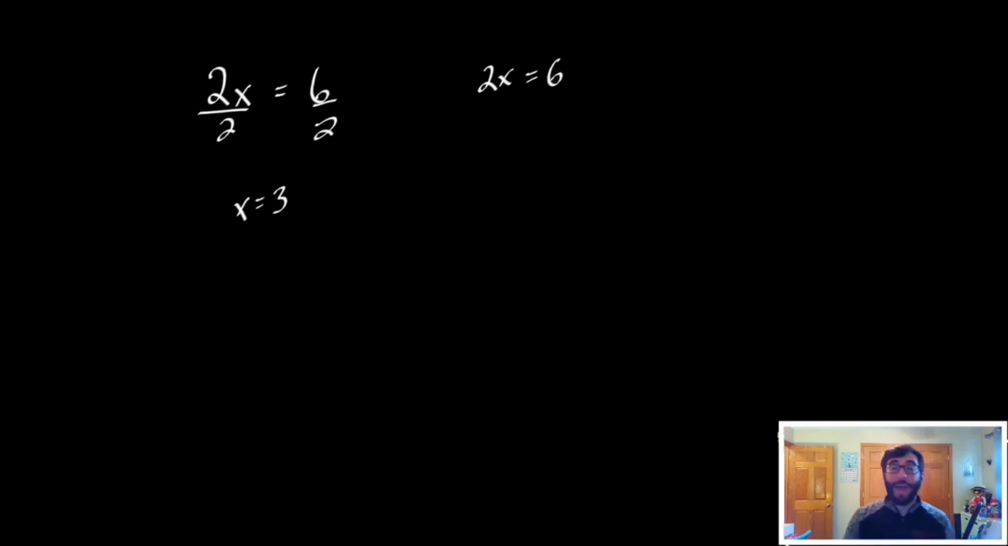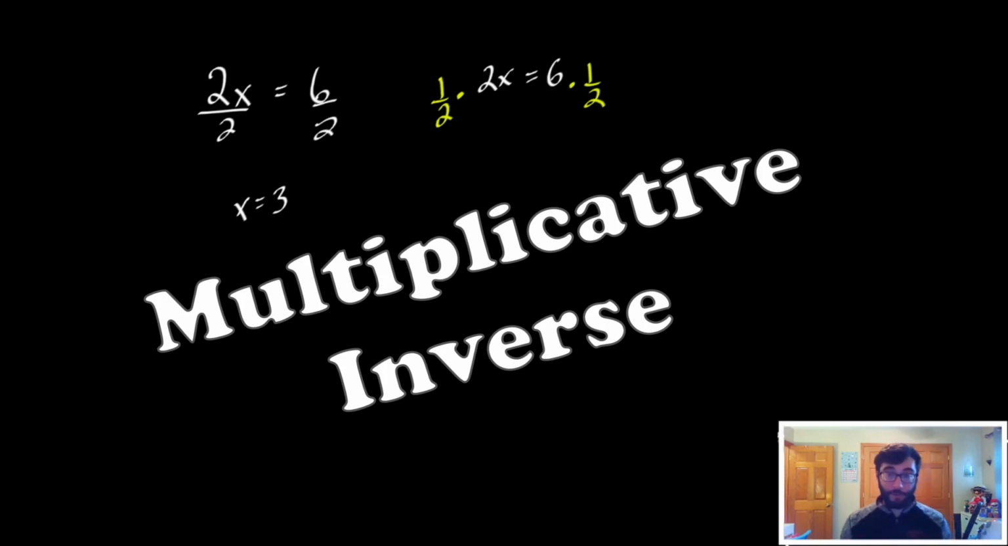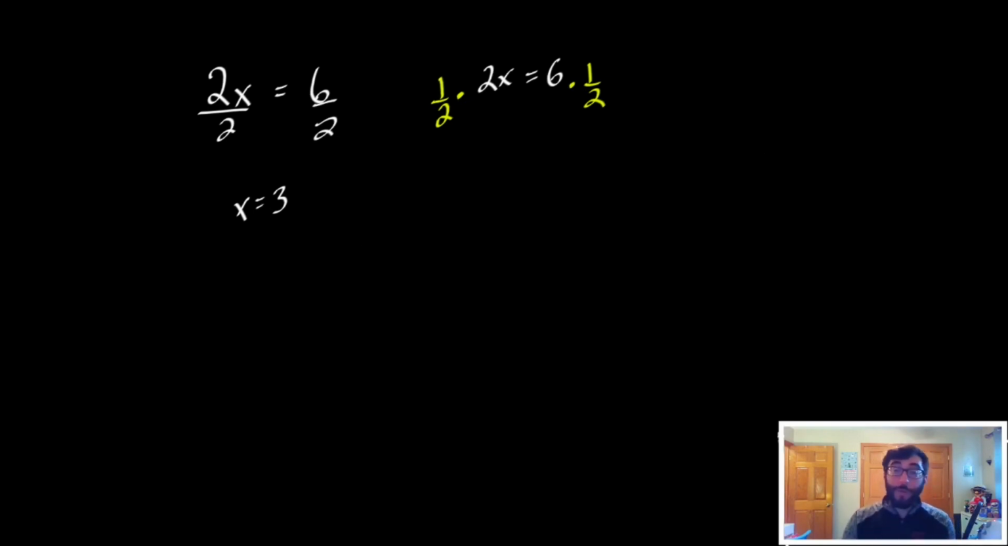I want to talk about what's also happening here. Dividing by 2 is the exact same as multiplying by 1/2. Once again, these would cancel out and leave me with just x, and I would multiply each side by 1/2. What we're actually doing here is using something called the multiplicative inverse. Whenever you multiply by the multiplicative inverse, everything cancels out and leaves you with just 1. And that's how you would get x is equal to 3 as well.